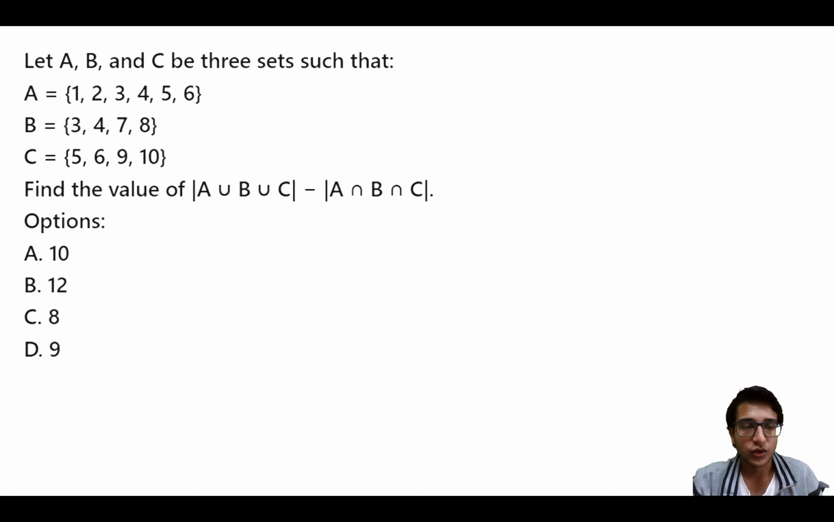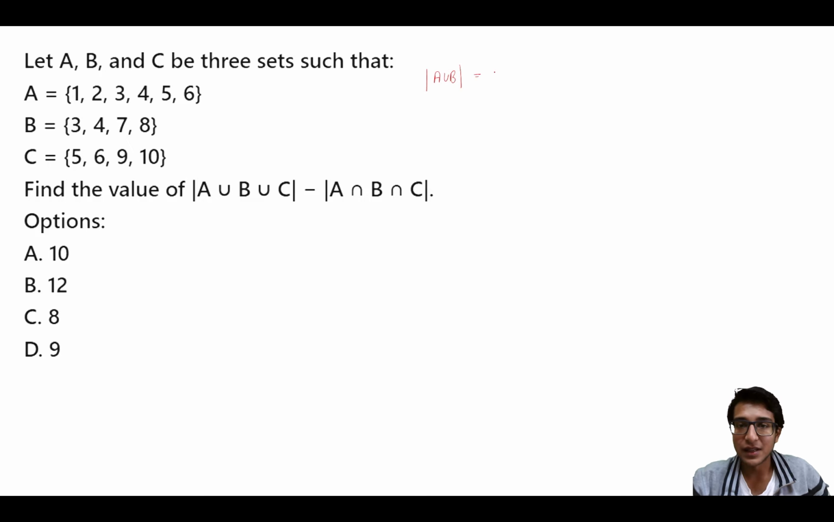Now let's look at this question. So you have been given three sets: A = {1, 2, 3, 4, 5, 6}, B = {3, 4, 7, 8}, C = {5, 6, 9, 10}. Now they've told us to find the value of the number of elements in A union B union C. Again, if I write A union B in modulus sign, so this is not modulus, keep this in mind.